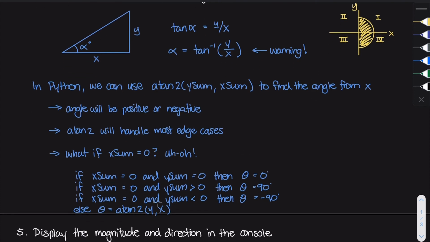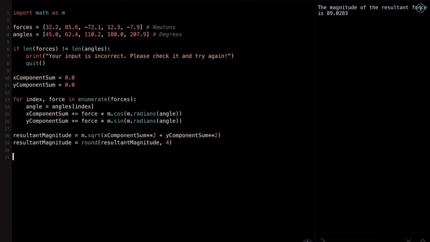And we had some edge cases to worry about, right? If the x component is 0, you'll see here that that's going to be undefined, right? You can't take some number and divide it by 0. So we also have to take care of these edge cases. And if all of those edge cases are not met, then we can simply calculate the angle using atan2 of the y component and the x component. So let's go ahead and do that. The very first thing I'm going to do is create another variable called resultant direction. And I'm going to initialize this to a float value of 0. Now, this is also going to be in degrees.